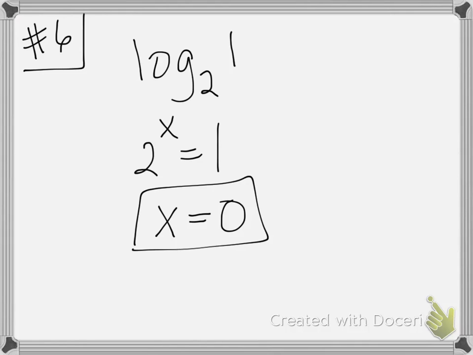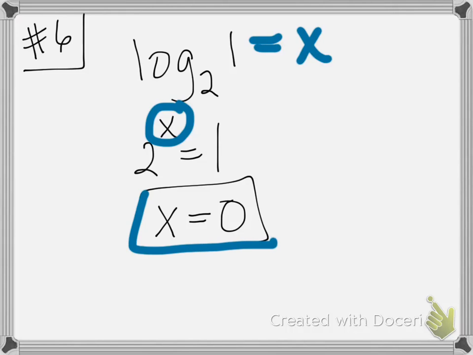For number 6, log base 2 of 1 equals x. 2 to the x equals 1. There is only one exponent in the whole world that makes 2 become 1, and that is 0.